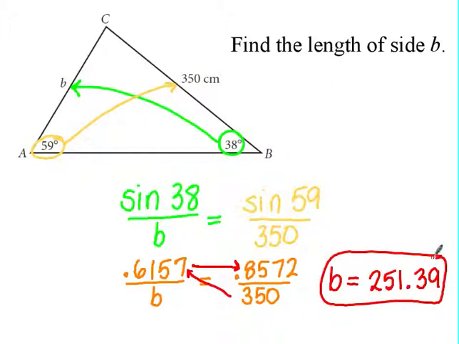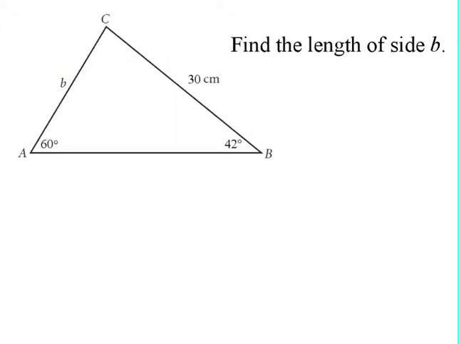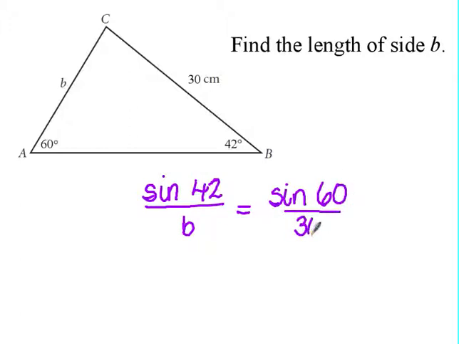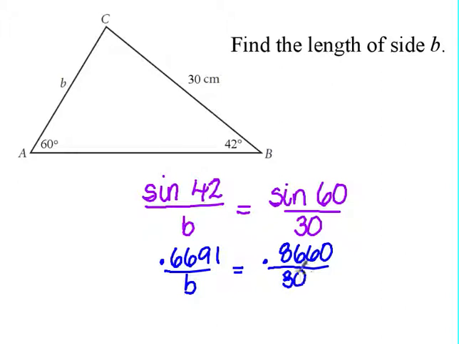Let's look at another one. Find the length of side B. So now what do I do? Sine of 42 over B equals sine of 60 over 30. So now I need to know what sine of 42 is. 0.6691. So 0.6691 over B equals 0.8660 over 30. So now you multiply, divide. 23.9.